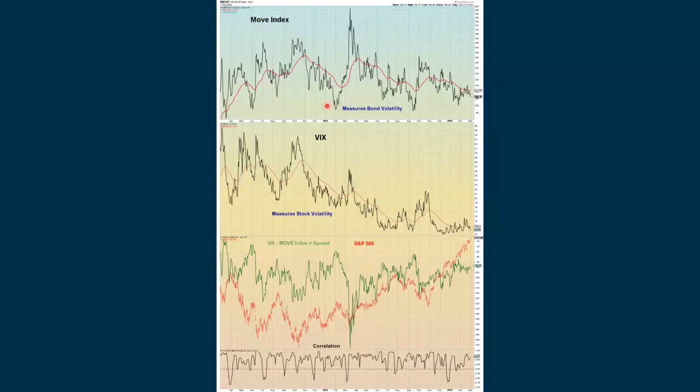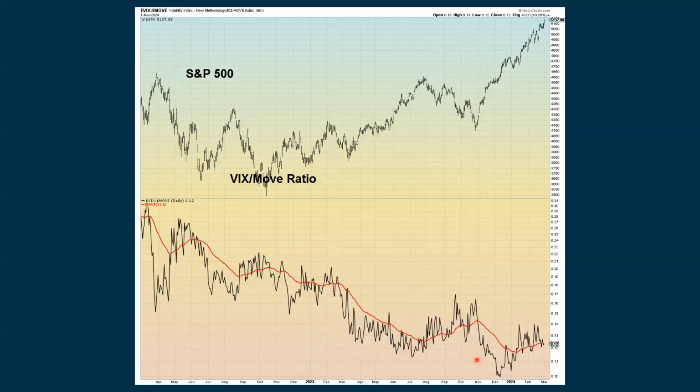Then on top of this chart, we have the MOVE index, which measures the volatility of bonds. In the middle area is the VIX, which measures the volatility of stocks. And then I have a study down here with a green line that measures the difference between the two. What I follow is the correlation on the bottom. The higher this reading, the more the MOVE index and the VIX are going in the same direction at the same time. And they're having a fairly strong correlated relationship right now.